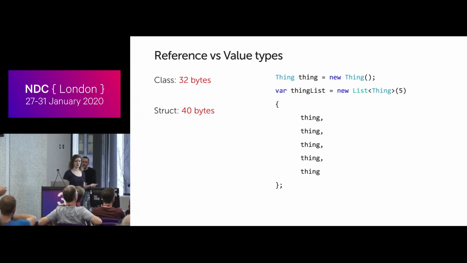We ran into this because I was trying to reduce the amount of memory we were using and thought, oh, well, structs are smaller than classes, so I'll just change it all to use structs instead of classes. And this was where benchmarking became really important, because I made it much, much worse. So, something to consider.